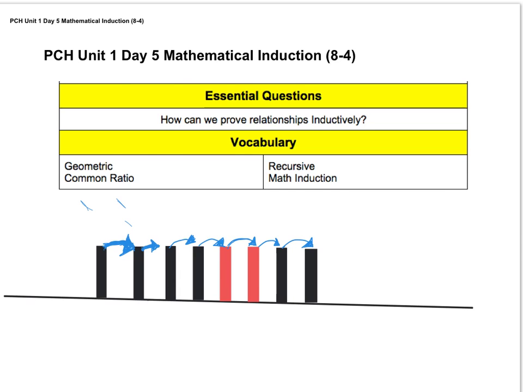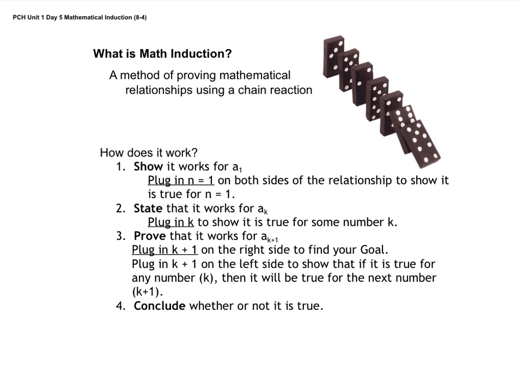Okay? Let's take a look at the process. Math induction is a method of proving mathematical relationships using this kind of a chain reaction. All right? So, the very first thing we have to do in this process is show that the first domino is going to knock over the next one. Show that it works for the first one. So, mathematically speaking, we're dealing with proofs involving sequences here. Show that it works for that first term. Okay?